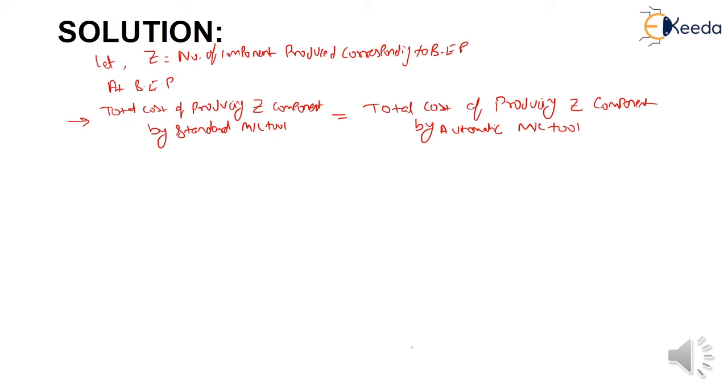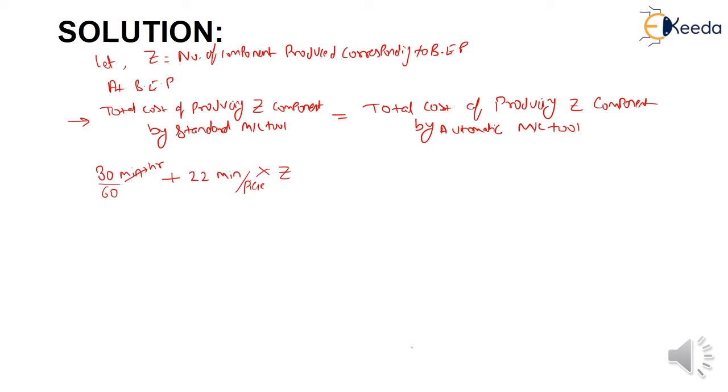So what is the total cost of producing Z components by a standard machine tool? In the question, the setup time is given. What is the setup time? The setup time is 30 minutes. Here the machine rate is given per hour, so divide by 60 to convert into hours. It is the setup time. And what is the machining time per piece? The machining time is 22 minutes per piece. And how many pieces have been produced? Z pieces have been produced.